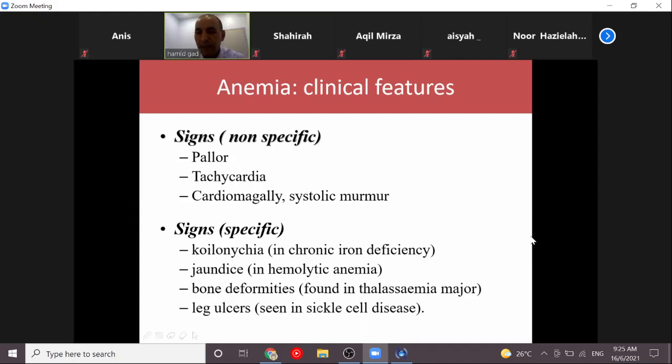There is a specific type of anemia called sickle cell disease or sickle cell anemia. And this can lead to leg ulceration.